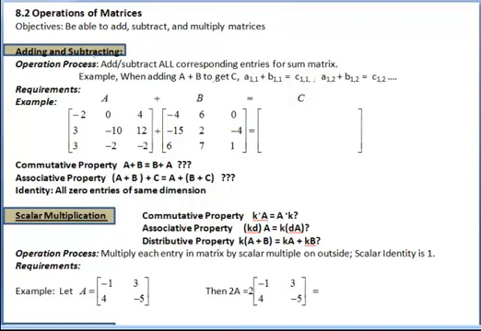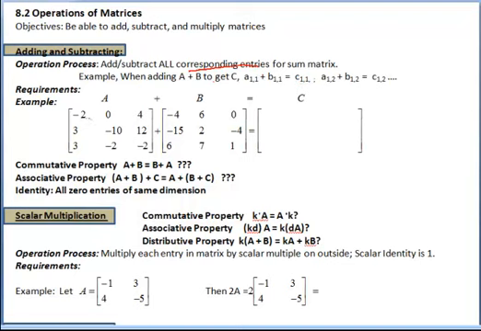So the very first one that we have to deal with is adding and subtracting. The process for doing this is that all you're doing is looking at corresponding entries of our matrices and then adding them or subtracting them. So for example, if you were trying to find A plus B to get the sum matrix C, what we would want to look for is the entry in row 1, column 1 of our first matrix plus the entry in row 1, column 1 in our second. And that would be the entry in row 1, column 1 in our sum matrix.